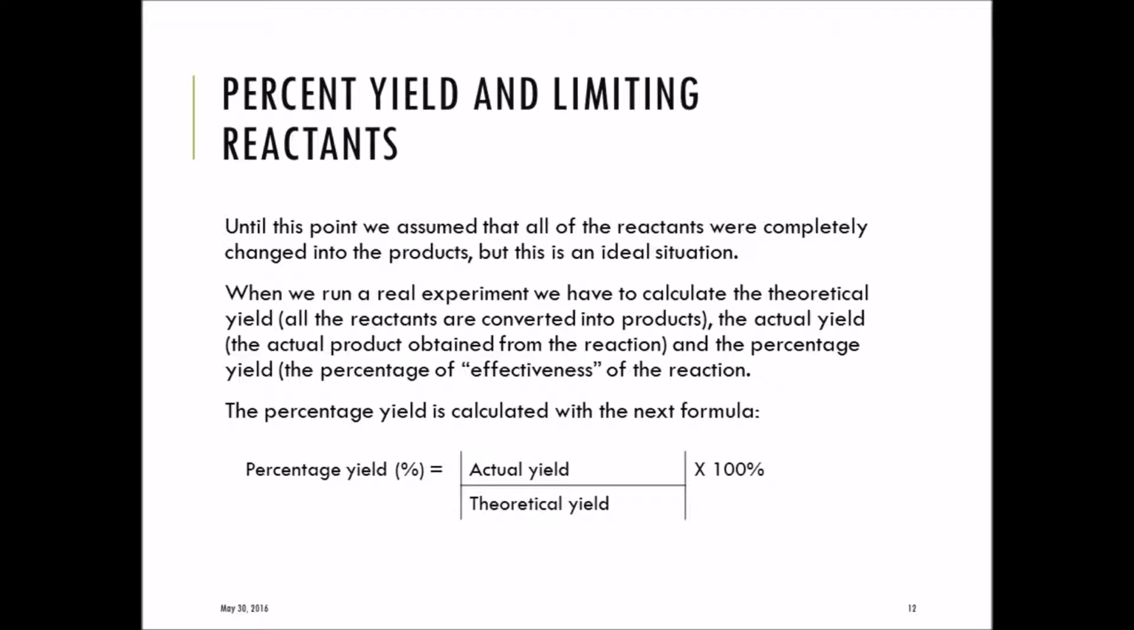Percentage yield is equal to the actual yield over the theoretical yield times 100%, just like you would calculate any percentage. It is obvious in this formula that the actual yield is how much of the product is actually obtained from the reaction, and the theoretical yield is how much we were supposed to obtain from the reaction.